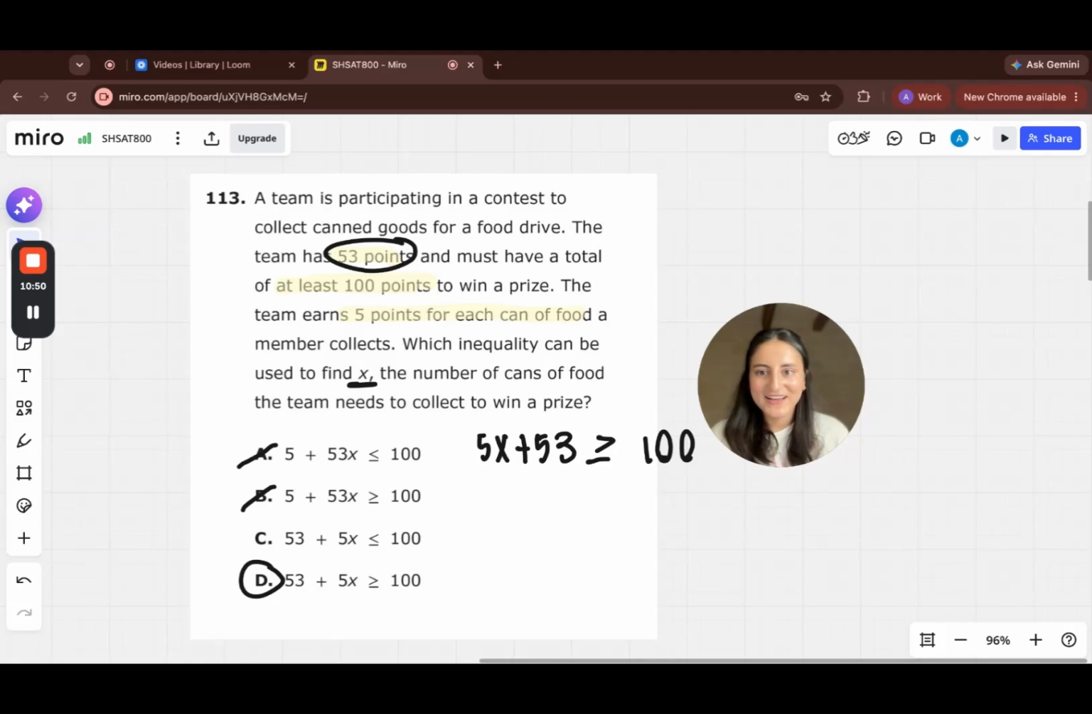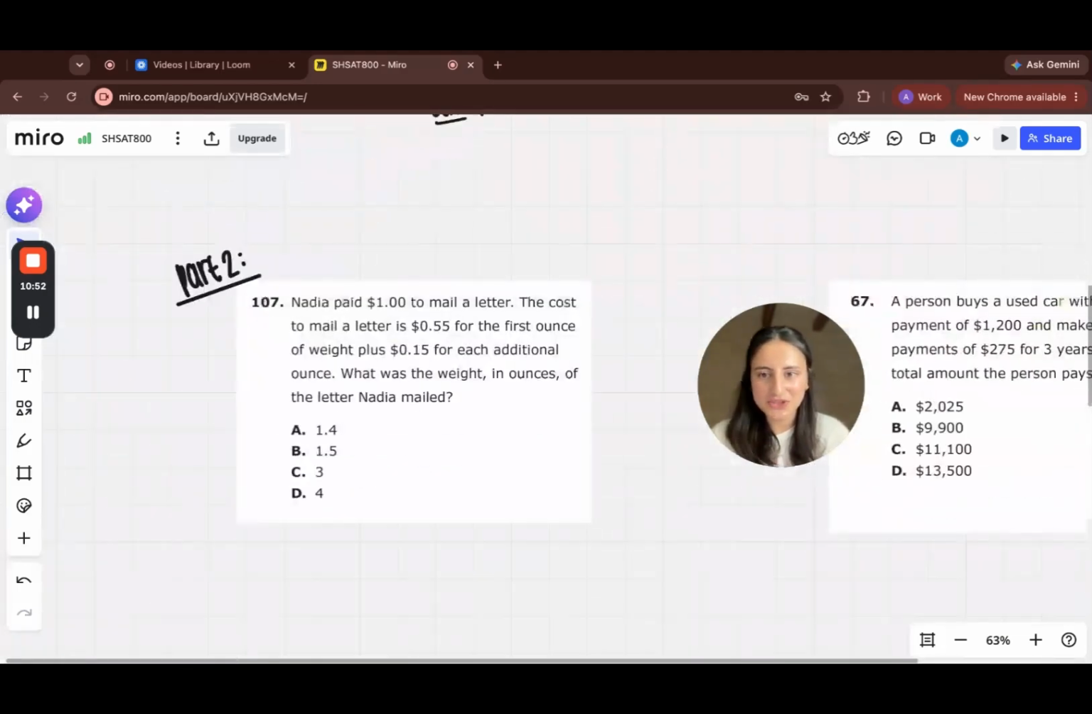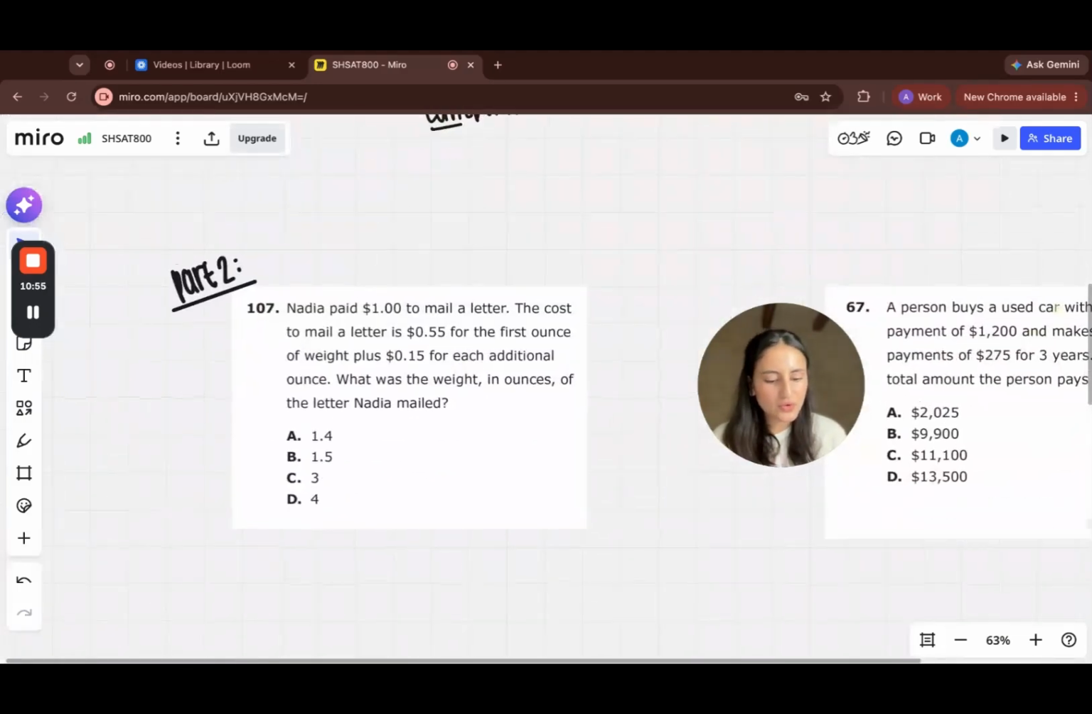Okay, perfect. Now we're going to move on to part 2. So the first 2 questions we reviewed were basically just giving us inequalities to identify. And now we're just going to go into writing the equations and expressions ourselves and solving them. So for part 2, let's start with this one.